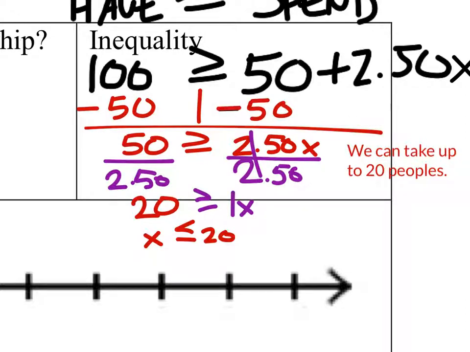Next up, we need to graph this. So we got 19, 20, and 21. And based on our inequality at 20, open or closed? Very good. Closed. And is it eating the x? Nope. So it goes to the left. Bam. There it is.